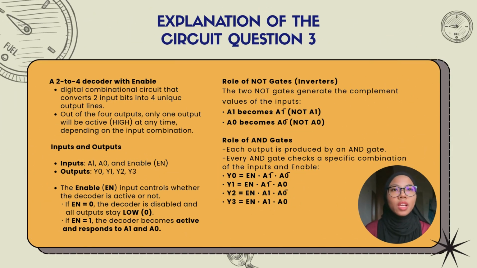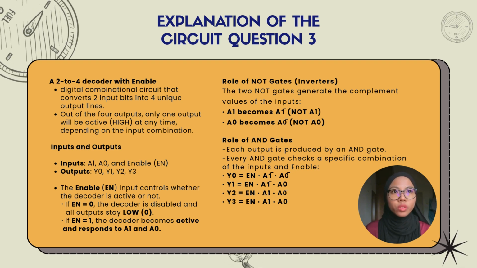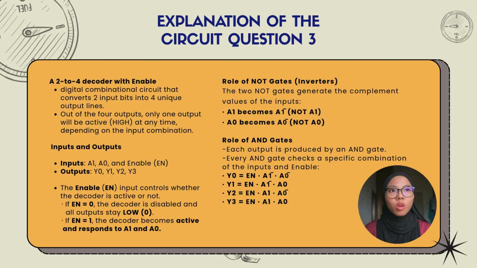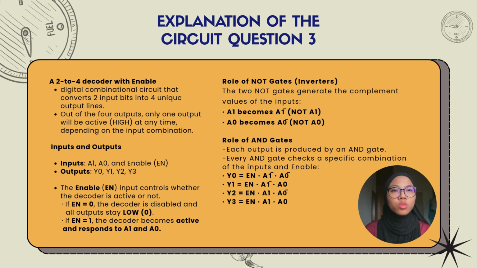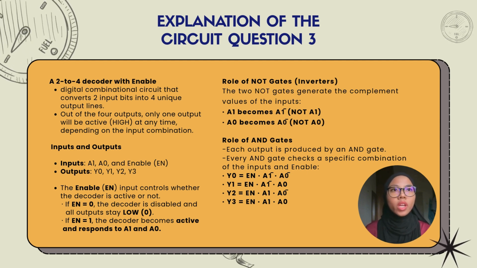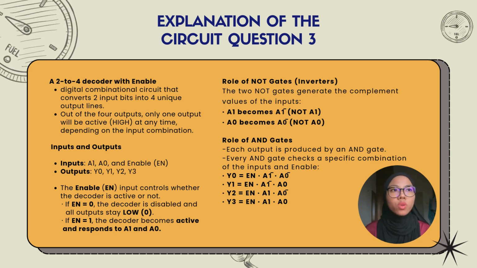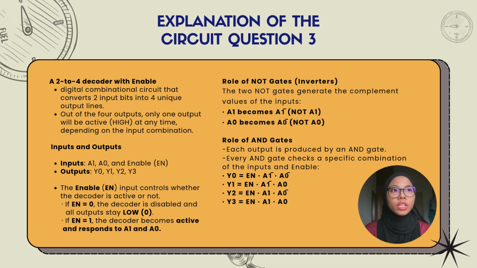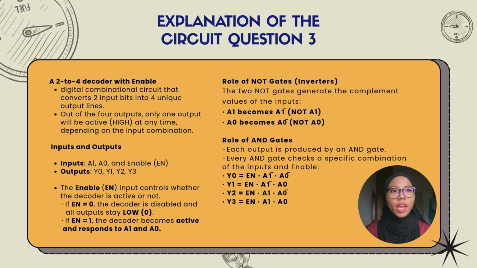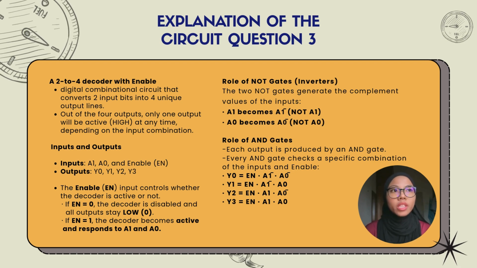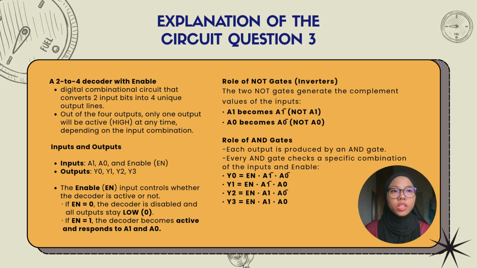This slide will be analyzing the design and function of a 2-to-4 decoder with an enable input. This is a specific type of digital combinational circuit. Its primary function is to convert two input bits, designated as A1 and A0, into four unique output lines, which are labeled Y0 through Y3. Crucially, out of these four outputs, only one line will be active or high at any single moment. The specific active output depends entirely on the current input combination of A1 and A0.